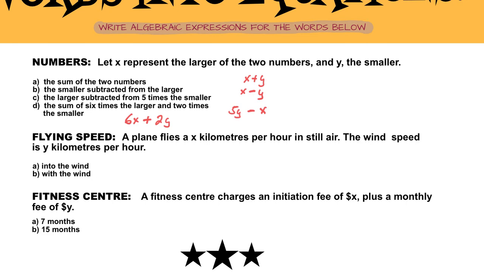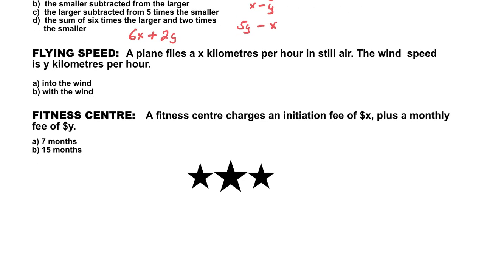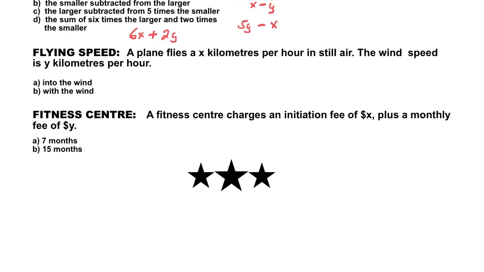The next example is flying speed. This type of example can also be applied to boats in the water and the speed of the current. So a plane flies x kilometers per hour in still air, and the wind speed is y kilometers per hour. So the plane is x and the wind is y. So if you're traveling into the wind in letter A, the wind is pushing against you. So in the air, it will slow the plane down.